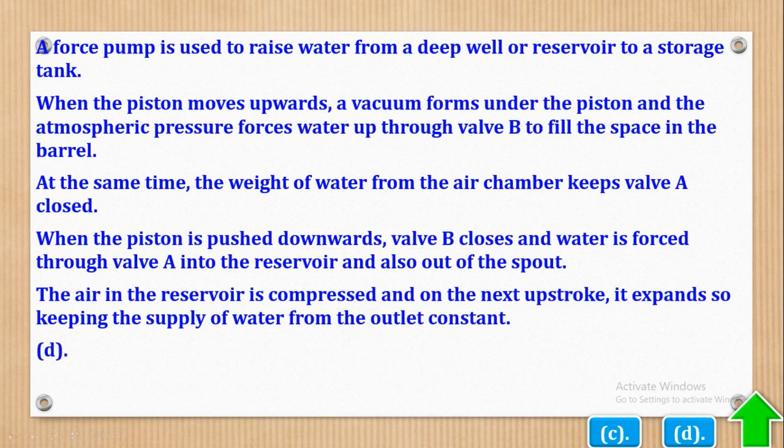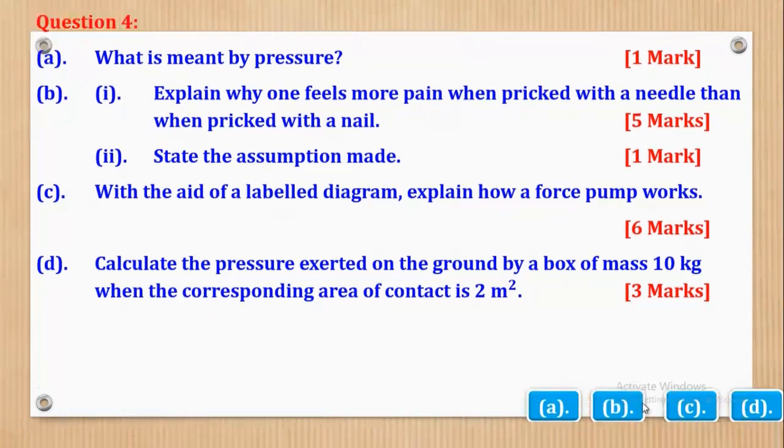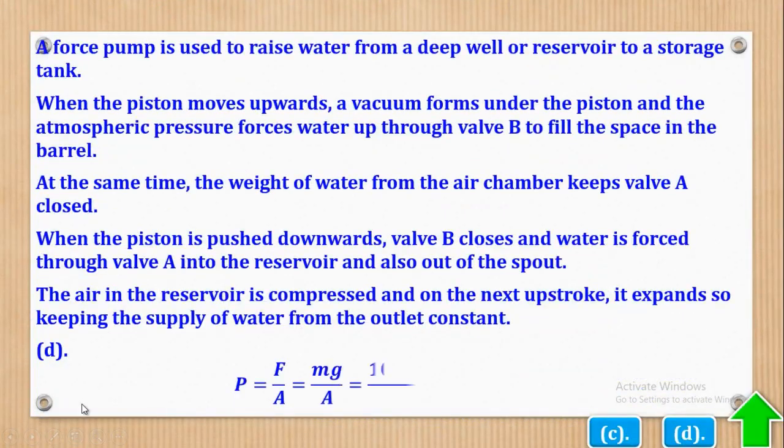Now we shall go to part D. Part D says, calculate the pressure exerted on the ground by a box of mass 10 kilograms when the corresponding area of contact is 2 meters squared. We know that pressure is force over area. Now we are given the mass, so the force will be carried by the weight. The weight is mg, so mass is 10 and g is a constant which is 10. Area was given as 2. So in the end we shall come up with 15 newtons per meter squared as our pressure.